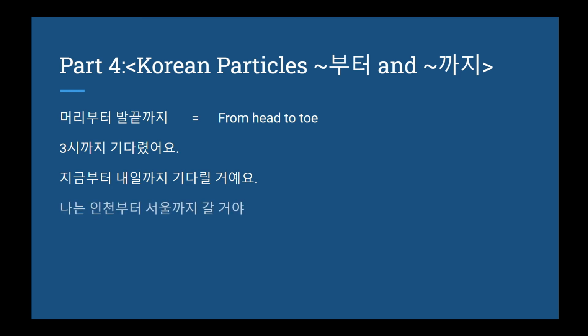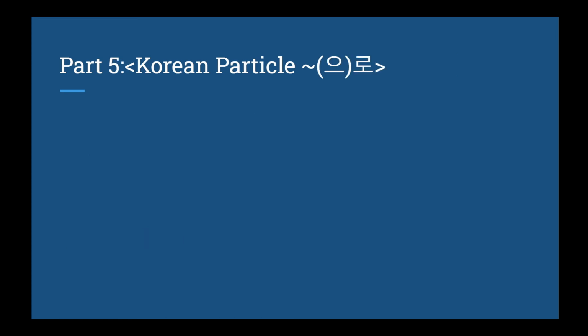One more example. 나는 인천부터 서울까지 갈 거야. I'll go from Incheon to Seoul. 부터 is often attached to 처음 to mean from the start. So for example, 처음부터 싫어했어요. I didn't like it from the start.